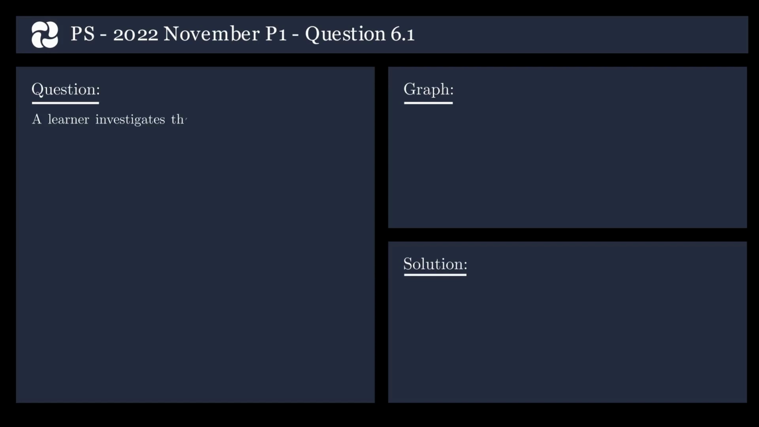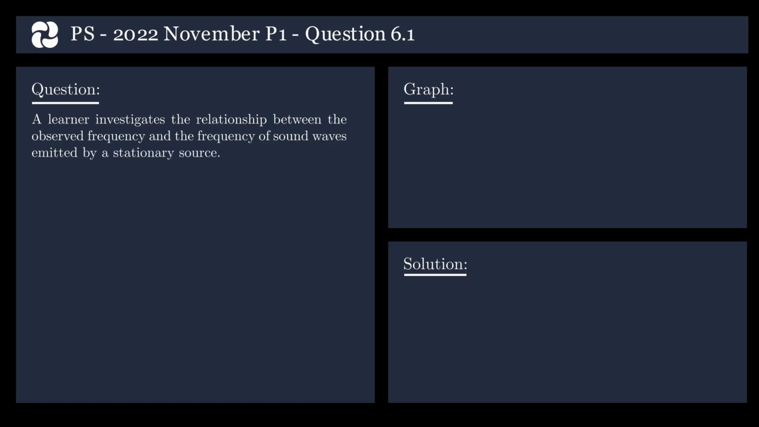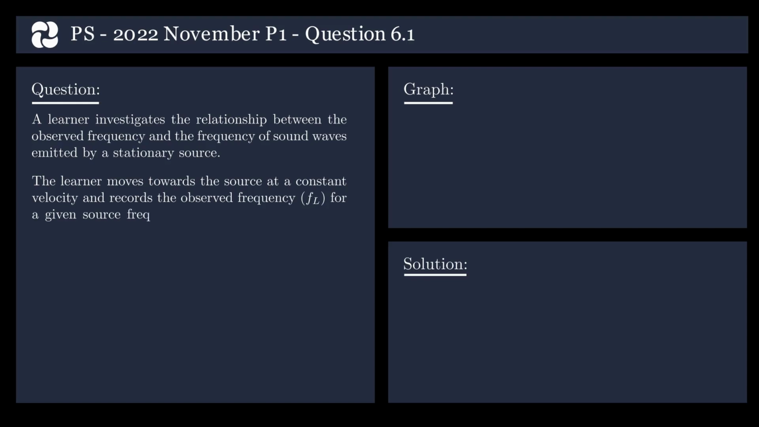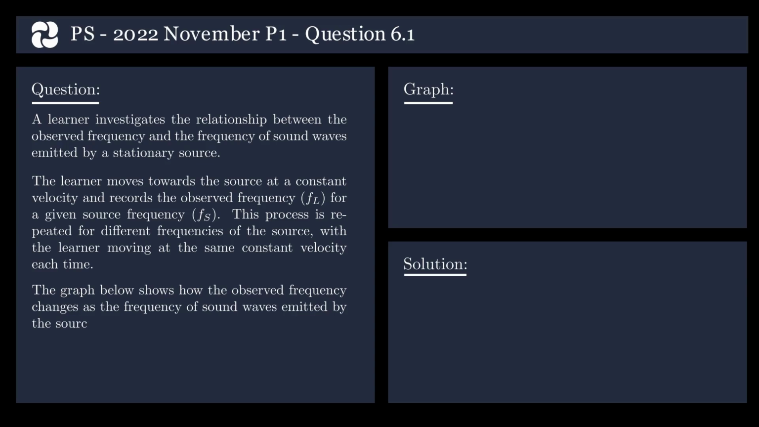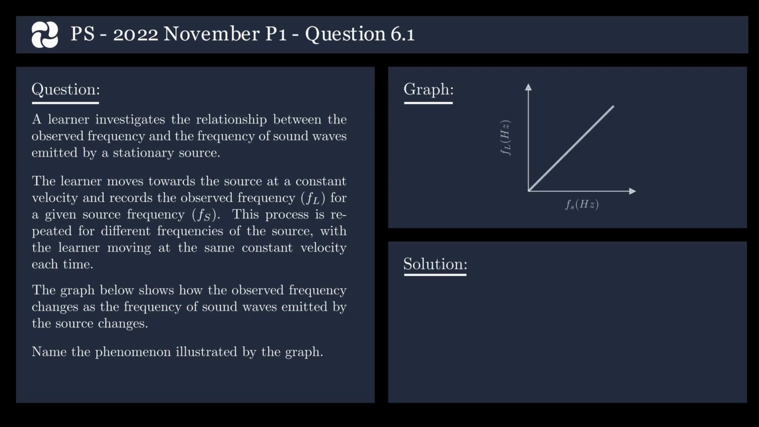A learner investigates the relationship between the observed frequency and the frequency of sound waves emitted by a stationary source. The learner moves towards the source at a constant velocity and records the observed frequency Fl for a given source frequency Fs. This process is repeated for different frequencies of the source, with the learner moving at the same constant velocity each time. The graph below shows how the observed frequency changes as the frequency of sound waves emitted by the source changes. Name the phenomenon illustrated by the graph.